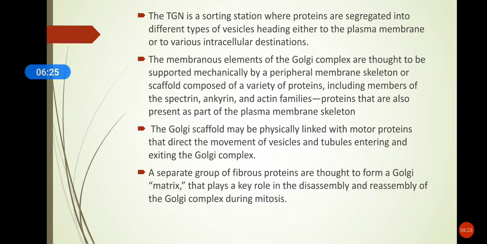The Golgi scaffold is physically linked with motor proteins, and these motor proteins direct the movement of vesicles and tubules entering and exiting the Golgi complex. There is also another group of fibrous proteins that form the Golgi matrix, and they play a key role in the disassembly and reassembly of the Golgi complex during mitosis.